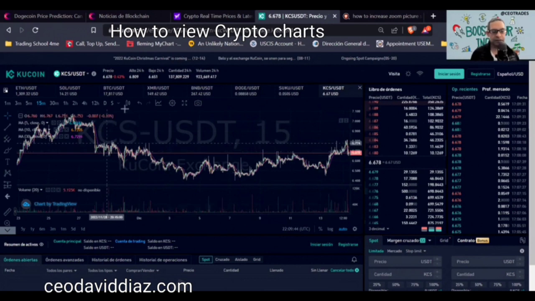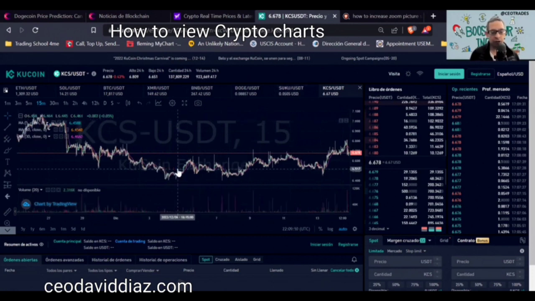Now, this is what I see on this coin. I like this coin for long-term hold. If you jump in now, just remember, you're going to hold for a while. How long? I don't know.